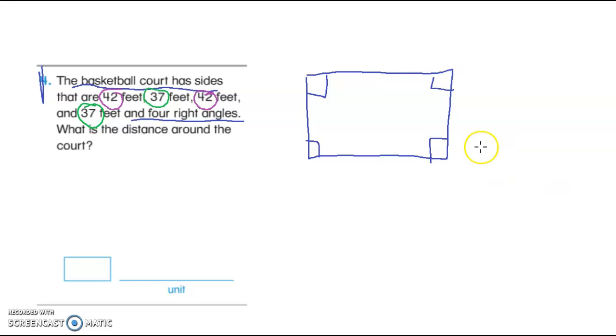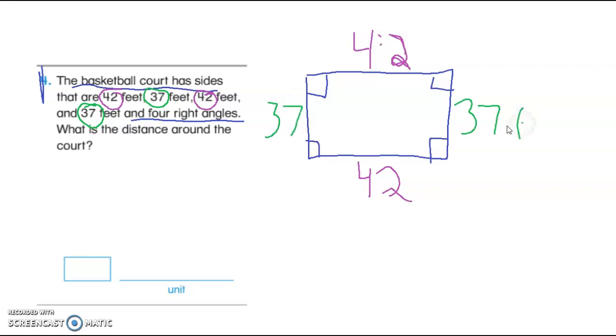I'm going to look at my rectangle. I have a long one and a short one. The long one is going to be the bigger number, which is 42 feet. So I'm going to write 42 feet on my long sides. My 2 up here is a little funky. Let me fix it. Then on my short sides, I'm going to write 37 feet. And yes, I forgot my labels. Feet, feet.